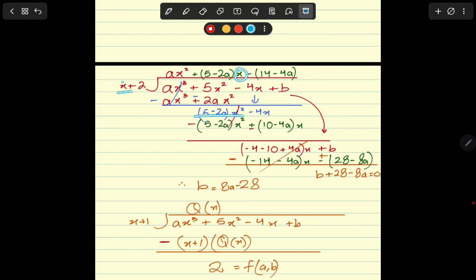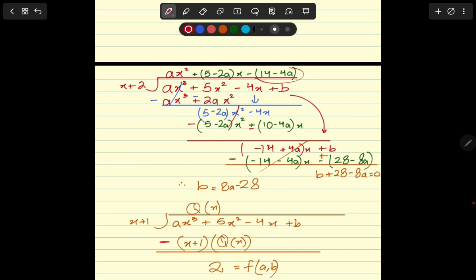So now when you multiply x with this and then you multiply 2 with this, you get 5 minus 2a x squared and then plus 10 minus 4a, because 2 times 5 minus 2a is 10 minus 4a. And then you subtract this and then you subtract this in order to obtain this minus 4 minus 10, which you could also, by the way, rewrite as minus 14. I will just put it here. So this could also be rewritten as minus 14, right?